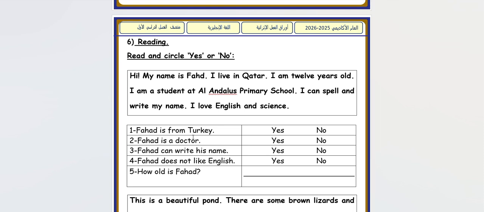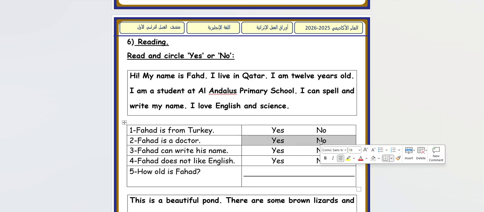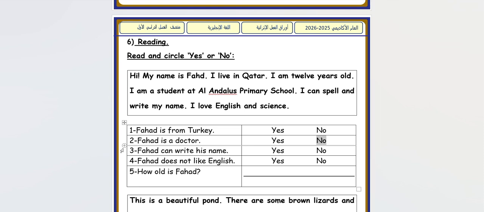Fahd is from Turkey. Is he from Turkey? No, he's not from Turkey. He is from Qatar. So we put a circle around no. Okay, number 2. Fahd is a doctor. Is he a doctor? No, he is a student. So we put a circle around no. Very good.